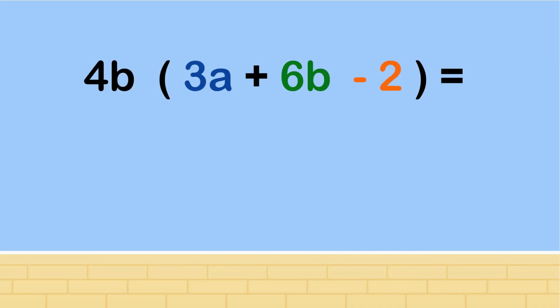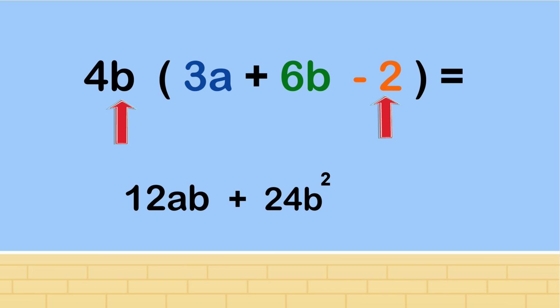In this example, 4b is multiplied by a bracket, and this bracket contains 3 terms this time: 3a, 6b and negative 2. Easy. 4b times 3a gives us 12ab. Then 4b times 6b gives us 24b squared. And we finish off with 4b times negative 2, which is negative 8b. So the expanded expression is 12ab + 24b² − 8b.